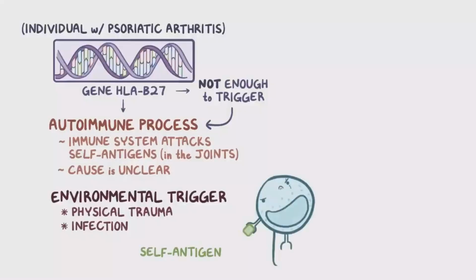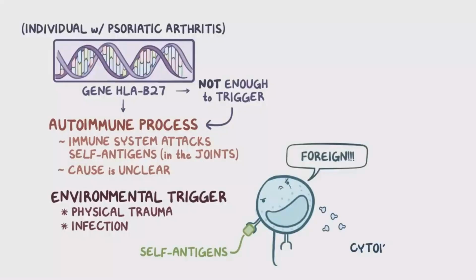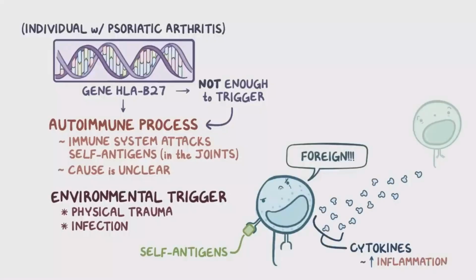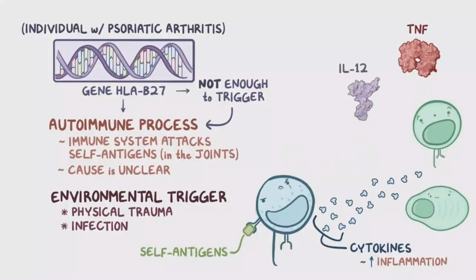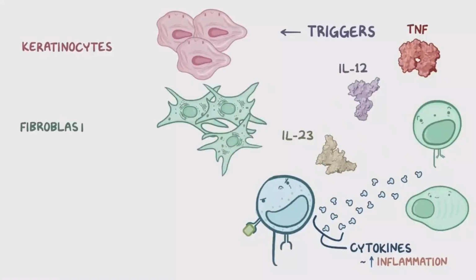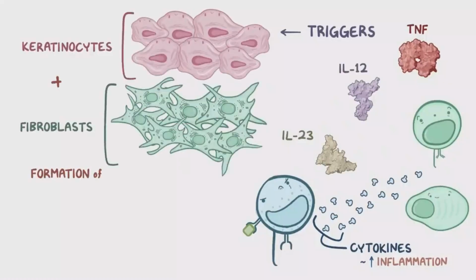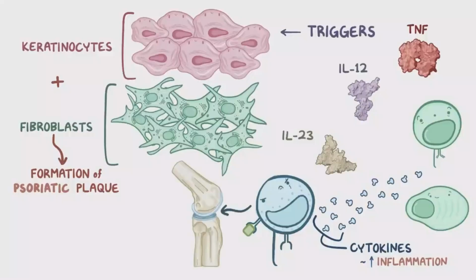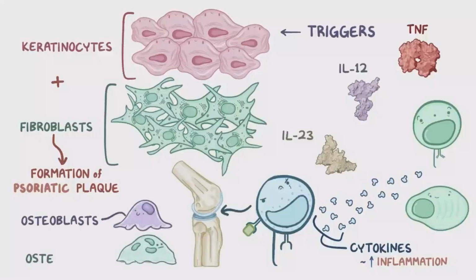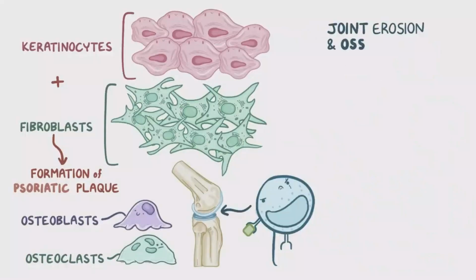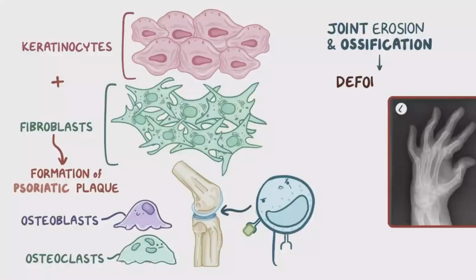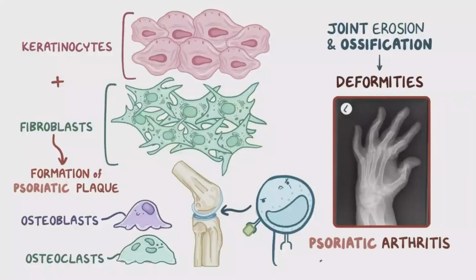Ultimately, once the self-antigens are seen as foreign, T cells release cytokines, which increases inflammation, and stimulates other immune cells to release tumor necrosis factor, or TNF, as well as interleukin 12 and interleukin 23. This triggers keratinocytes and fibroblasts to proliferate, and leads to formation of a psoriatic plaque. In some individuals with psoriasis, T cells also go to the joints and trigger activation of osteoblasts and osteoclasts, leading to joint erosion and ossification, which can ultimately cause deformities. Psoriatic arthritis is chronic and progressive, which means that it typically worsens over time.